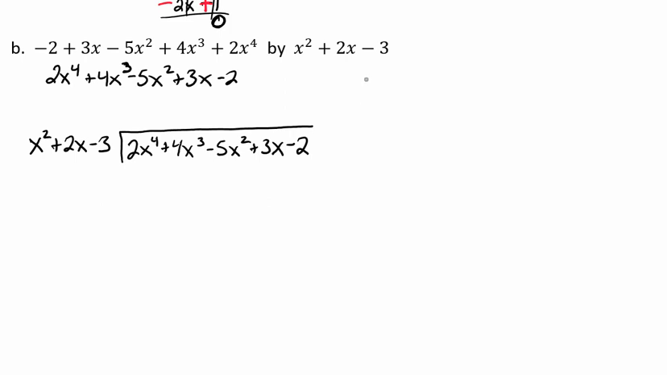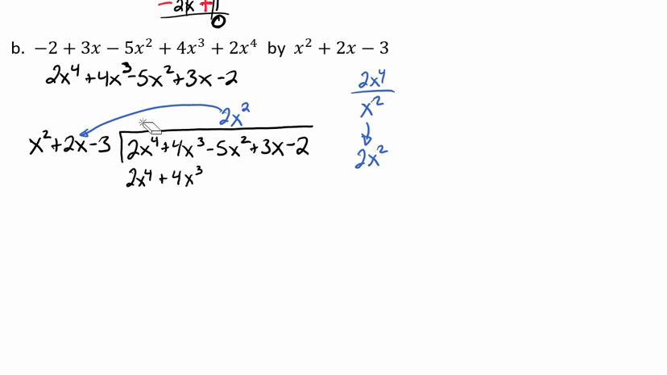So we're going to take our 2x to the fourth and divide it by our x squared, and that's going to give us a 2x squared. So we'll put that on top of our squared term, and then we need to multiply this, right? So we're going to multiply this here, and that's going to give us a 2x to the fourth. Then we're going to multiply that with the 2x here, which is going to give us a positive 4x to the third, and then we're going to multiply it with the negative 3, which gives us a negative 6x squared. Then, just like we did earlier, we're going to change all of our symbols.